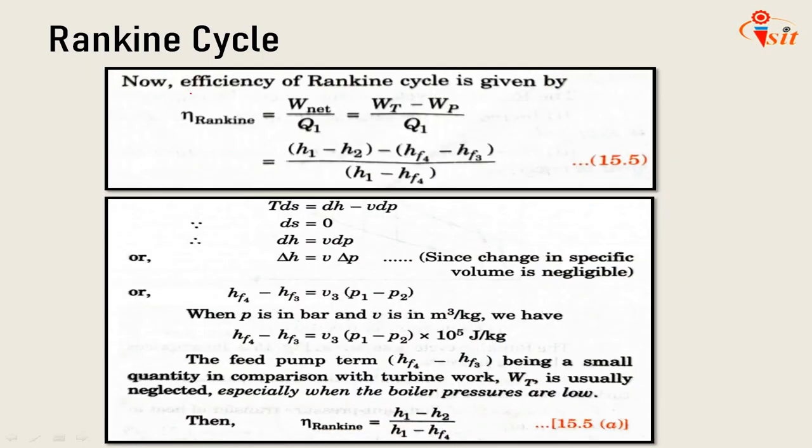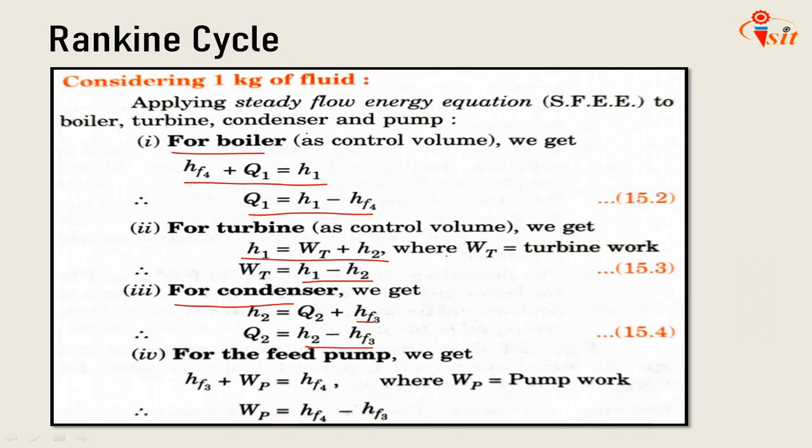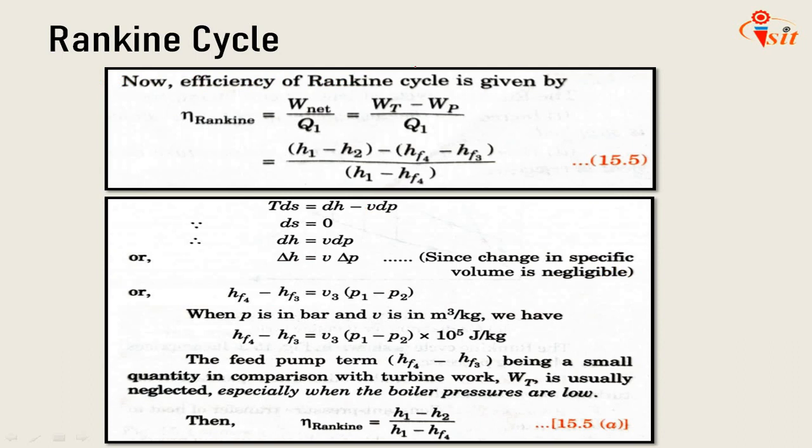Now what will be the efficiency here? Efficiency will be net work done divided by heat supplied. Heat is supplied to the boiler, so that is the input. Net work done is work done by the turbine minus work supplied to the pump, divided by Q1.